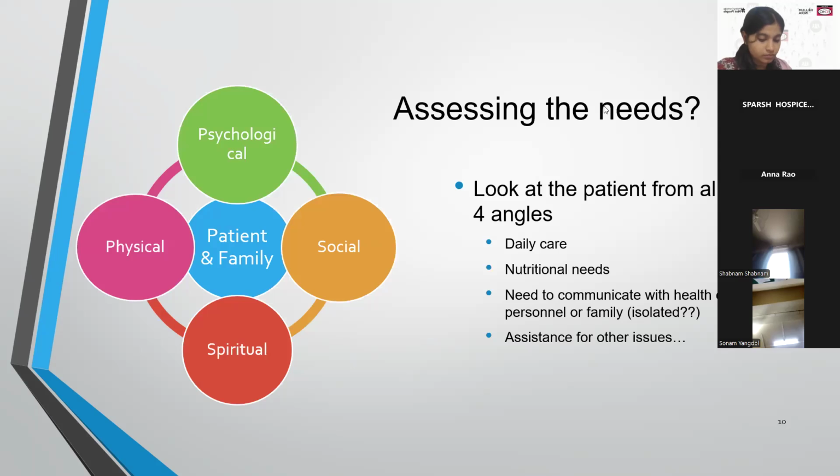So when we are assessing needs, you must have learned the 4 domains of total pain. Here we want to assess not only the patient but also the relatives. So all 4 angles should be assessed properly. What are the different problems that occur in these domains? What happens to his daily care, whether he is able to do it or not, whether any nutritional requirements are met or not. We need to communicate with healthcare professionals, check whether the patient is isolated, whether relatives are isolated or not, and whether they require any assistance for any other issues.